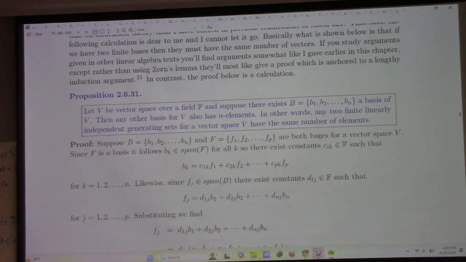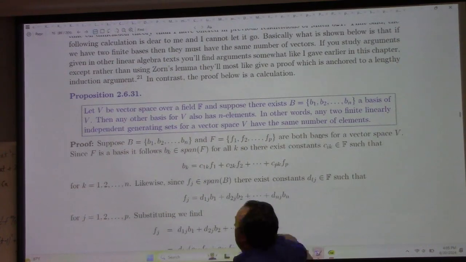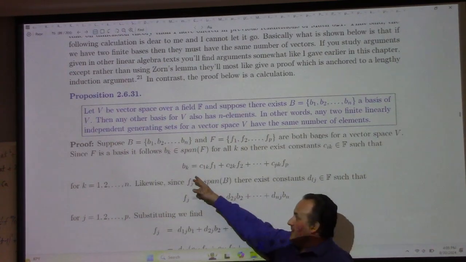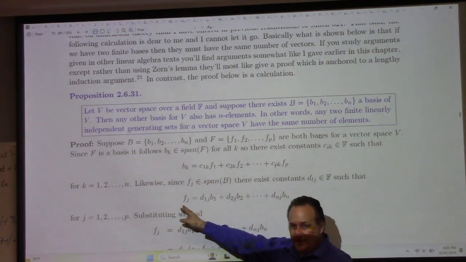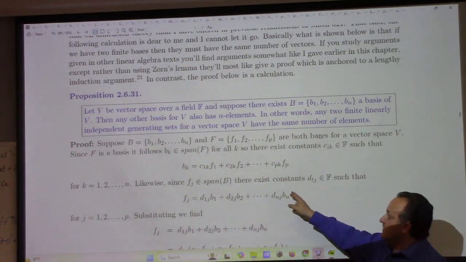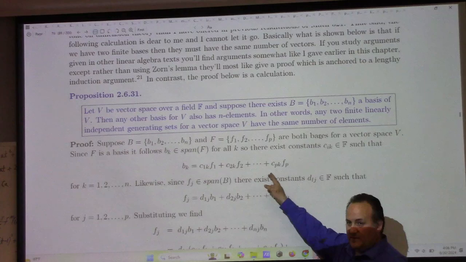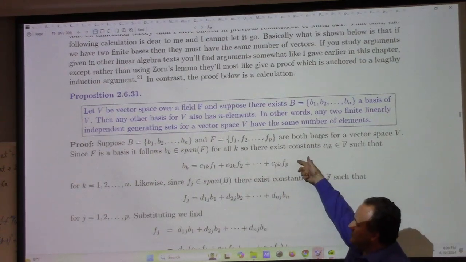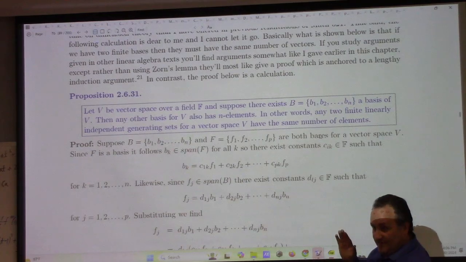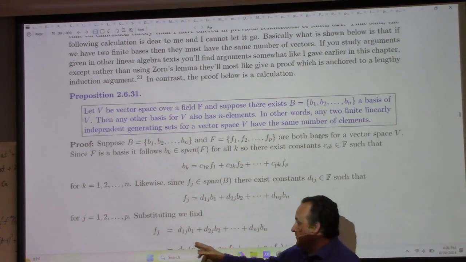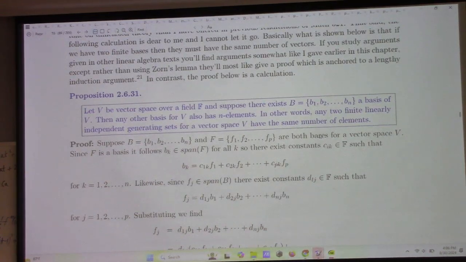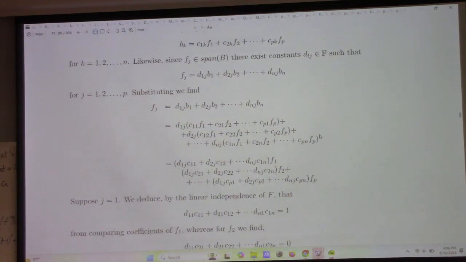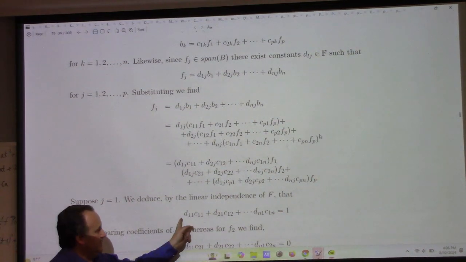I take two bases, one with n things in it and the other with p things in it. I simply expand the kth basis element in terms of the other basis. Likewise, I expand the jth basis element in terms of the other basis, and I introduce coefficients for that sum. Then if you plug the one into the other and equate coefficients, as we can do because they're linearly independent, you end up with a relation that this is equal to 1.